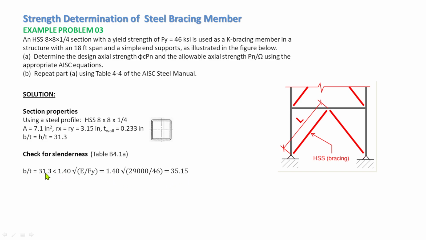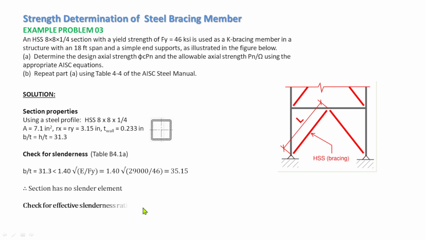which is equal to 35.15. As you can see, our width to thickness ratio is less than the limiting ratio of slenderness of 35.15, which is okay. So the section has no slender element because we are using this HSS, and that is the advantage of using this profile, unlike the wide flange, where we have plates like that.